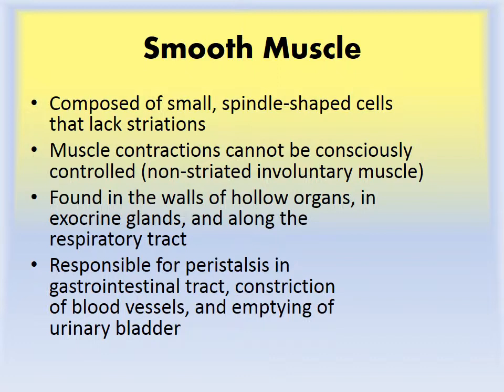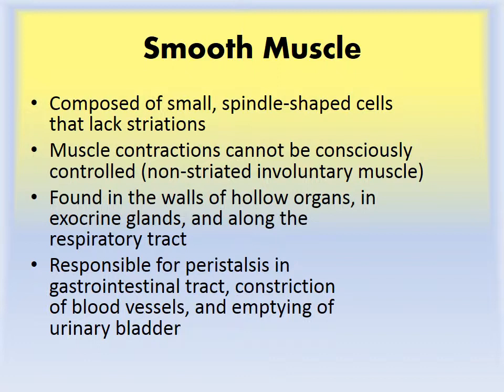Smooth muscle is composed of small spindle-shaped cells that lack striation. Remember, the skeletal muscle cells that we were talking about were striated. These ones aren't. Muscle contractions cannot be consciously controlled, again unlike your skeletal muscles that help control your skeletal system, right? If I want to raise my arm, I use my skeletal muscles and I have voluntary control of that. These smooth muscles are completely involuntary. So these non-striated cells are under involuntary control.